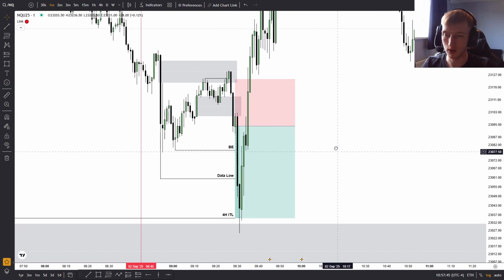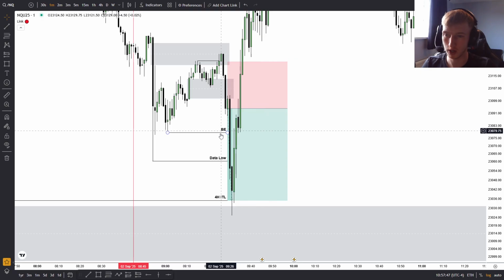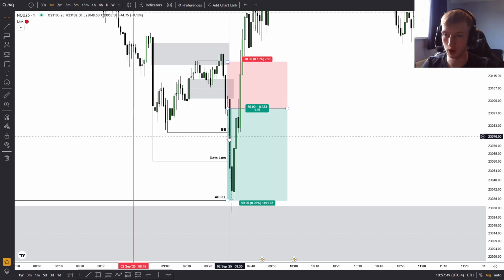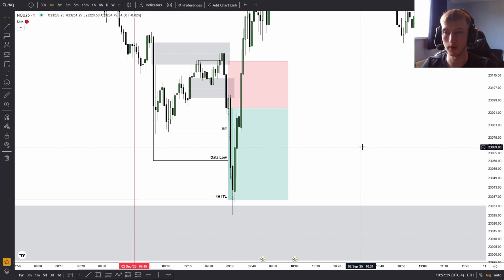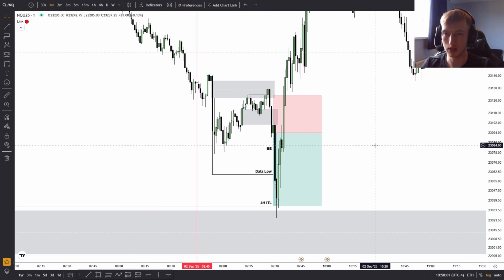So I entered on this candle close and moved my stop loss to break even after market open dumped us down to this break even point here. Out of my 4 contracts I had on, I took 3 off at this data low, and then my final one off at this 4-hour intermediate term low. So this was the reason for the trade.